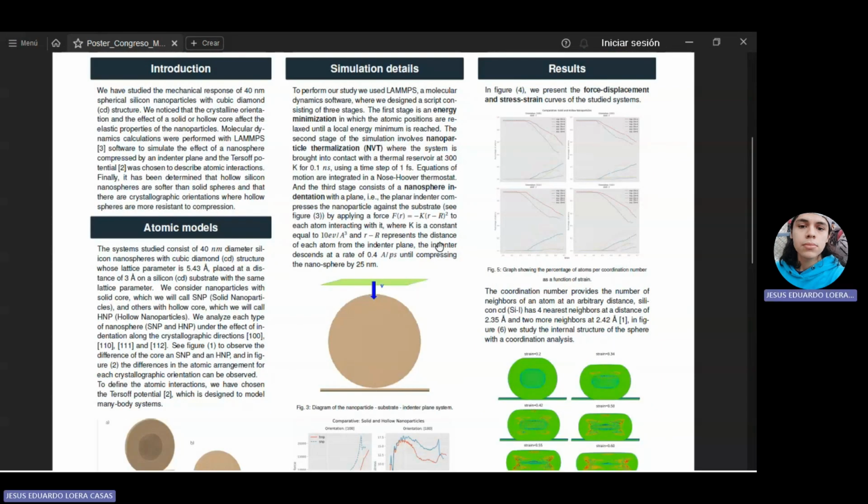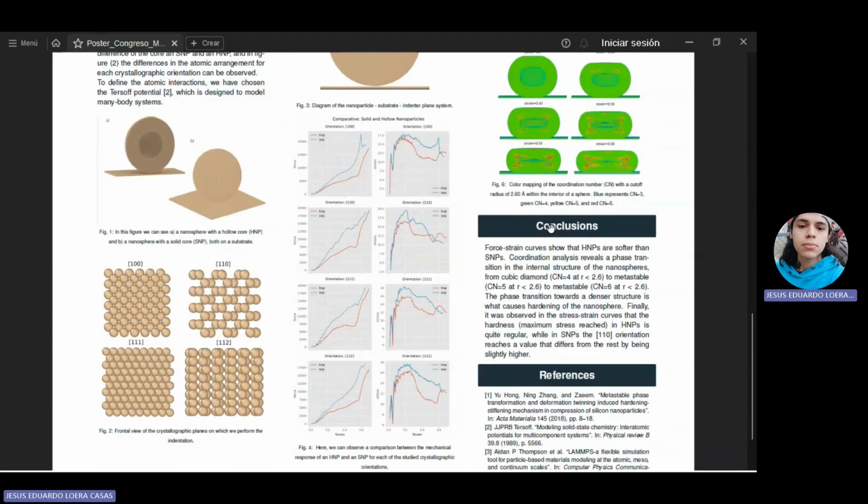And now the results. After running the simulations, we analyzed the force displacement and stress strain curves for each nanosphere, because this graph contains information about the mechanical response of the system. Specifically, they say how hard the nanoparticle is. It is observed that hollow nanoparticles are softer than solid nanoparticles. Also, a coordination analysis revealed a phase transition in the internal structure of the nanospheres. The silicon goes from diamond to beta tin, leading to a denser structure and hardening of the nanosphere.